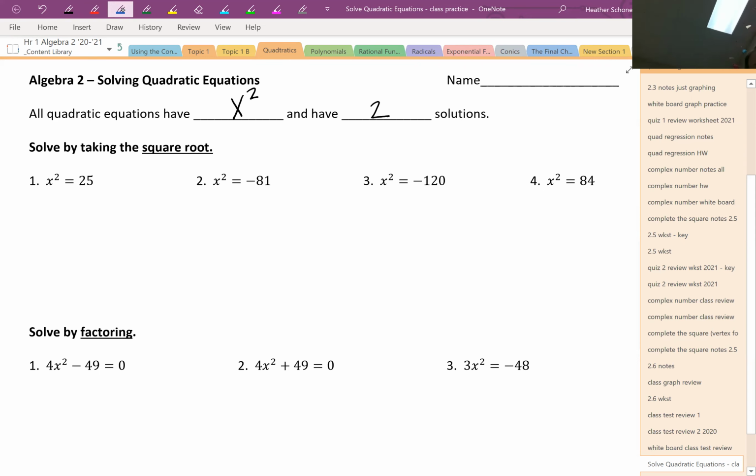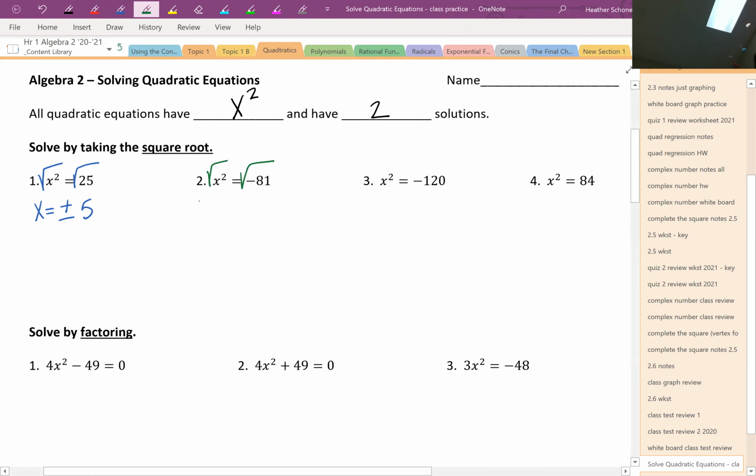Okay, so on number 1, the first type of solving is going to be to solve by taking the square root. So on this one, I'm going to take the square root of both sides. Square root of x squared is x. The square root of 25 is going to be plus or minus 5. Because remember, this is a quadratic. It has an x squared. We have to have 2 solutions. And there are my 2 solutions. I'm not going to add an i because I'm taking the square root of a positive.